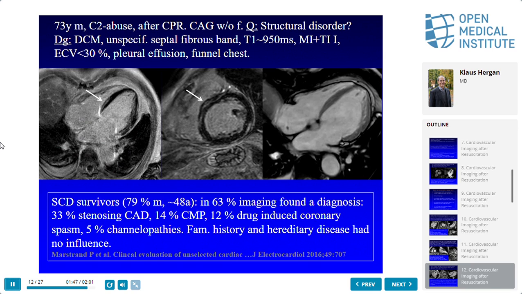But you can nicely see that the ejection fraction is reduced. It is less than 30%. So with or without late enhancement, those patients usually get an implantation of an ICD because of the guidelines.